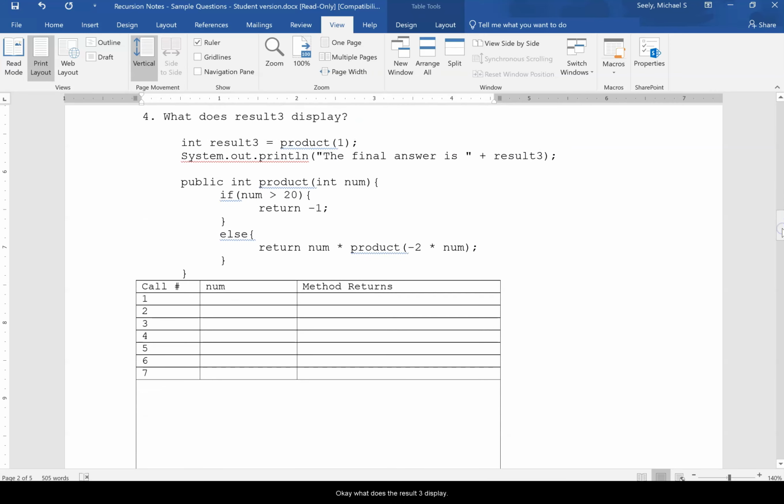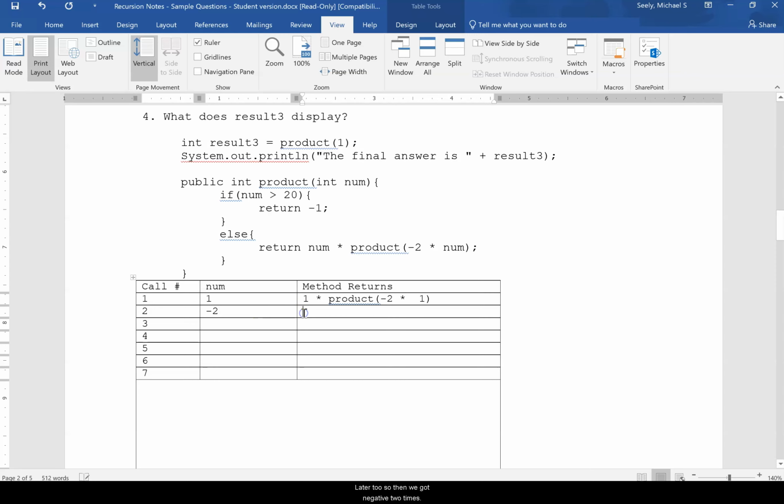Okay, what does the result 3 display? What do we got here? Product 1. So num is 1 at first. And then 1 is not greater than that, so that we got 1 times product. And we passing -2 times 1. And that gives us what? Gives us, I'm going to put an extra space in there because I want them all to line up. What do we get? -2 here?